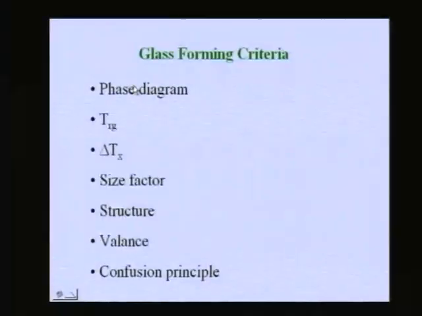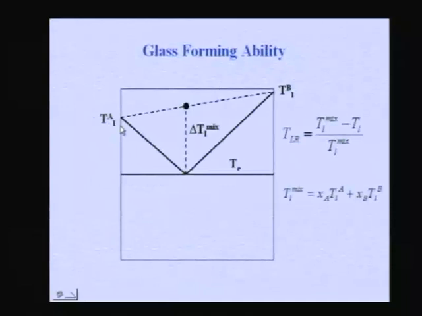There are a number of criteria people have proposed, starting from criteria based on phase diagrams, and we will come to one by one. For example, the phase diagram criterion, let us look at it. This is what tells you deep eutectics. Whether a eutectic is deep or shallow is what is decided by this criterion, which is called the phase diagram criterion. What does it tell you?